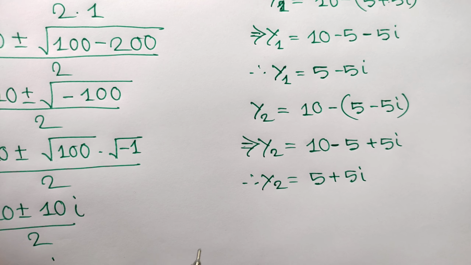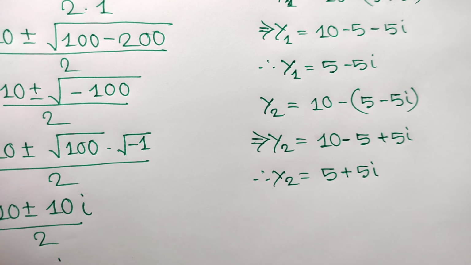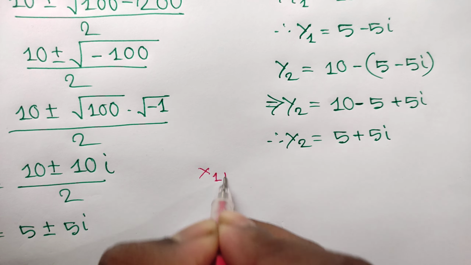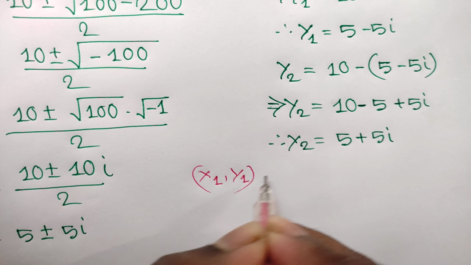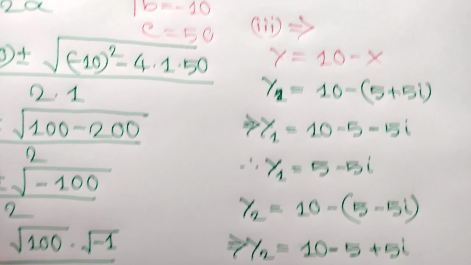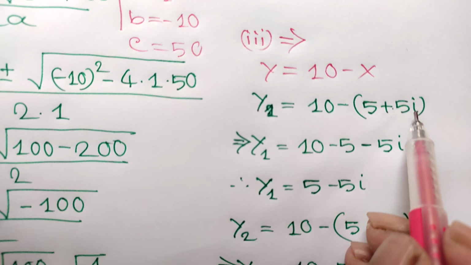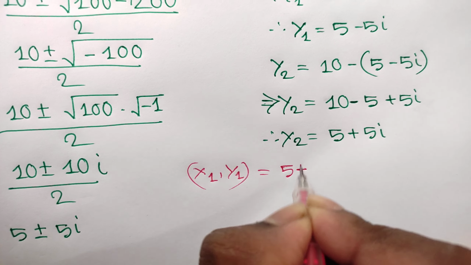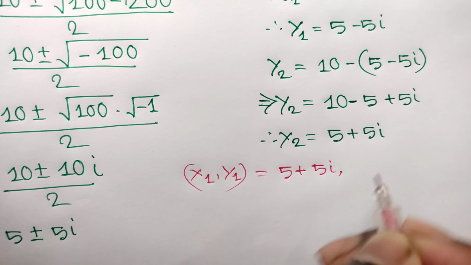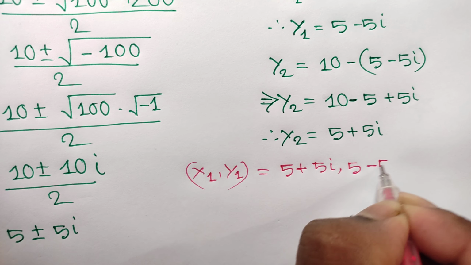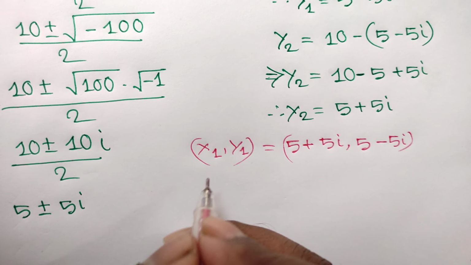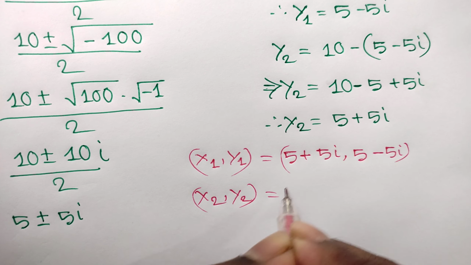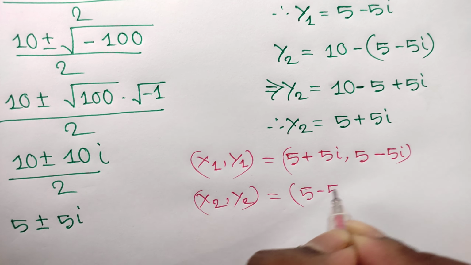So there are two values of x and y, so we can write x1 comma y1 is equal to 5 plus 5i comma 5 minus 5i, and x2 comma y2 is equal to 5 minus 5i comma 5 plus 5i.